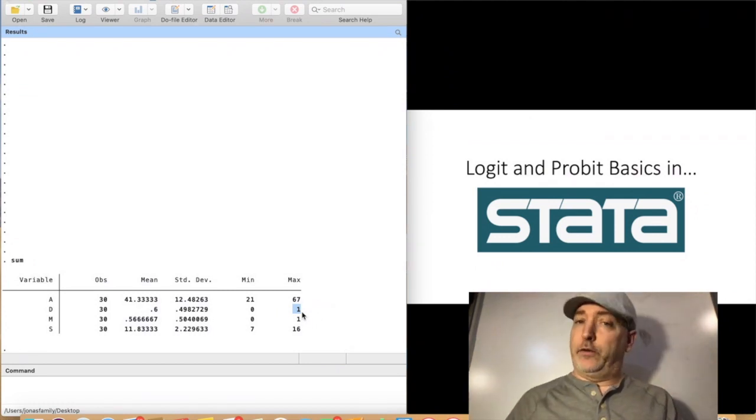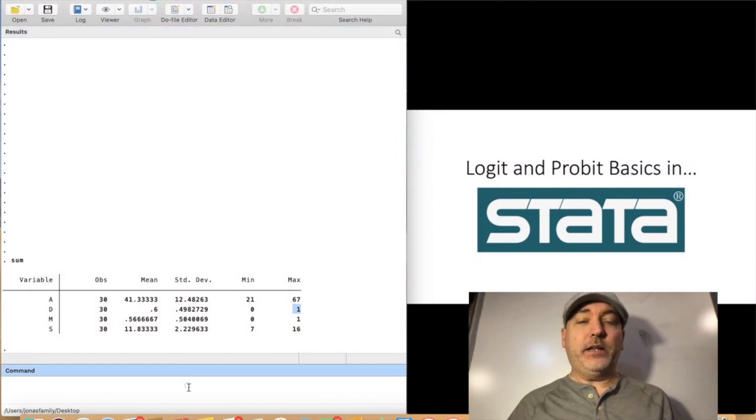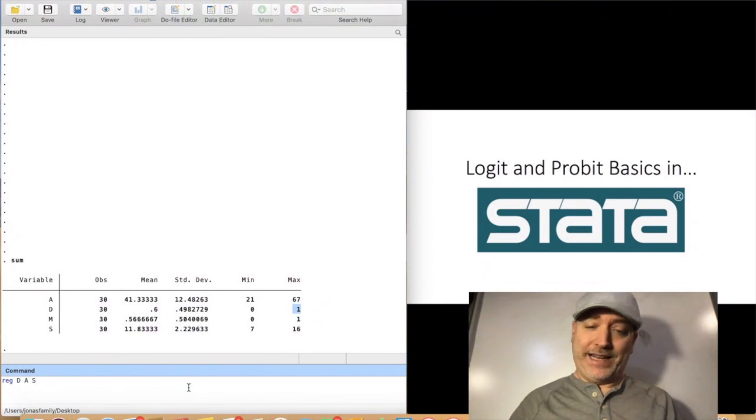So the first question that always comes up is, can't we just do this with ordinary least squares, with a linear model? And technically we can, right? That's what we would call the linear probability model, just running OLS, even though your dependent variable is a 0-1 binary. So in this example, let's say we try to predict labor force participation, D, with the individual's age and years of schooling. So the variables A and S in this example.